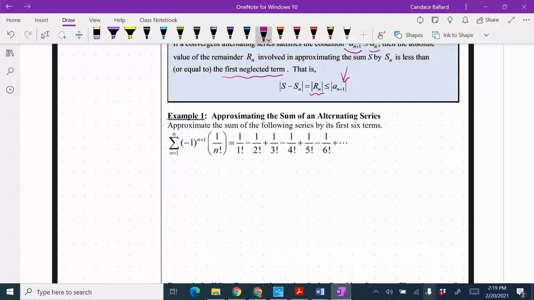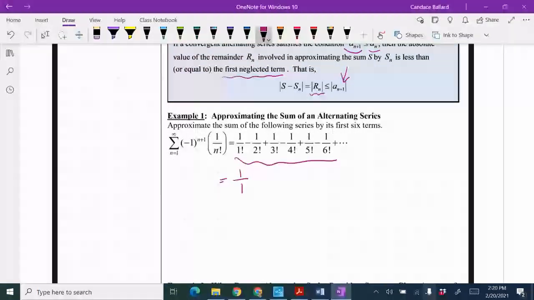Approximate the sum of the following series by its first 6 terms. They were nice enough to write the terms out for us. If not, we would have been putting in 1 and then 2 and then 3 and then 4 and then 5 and then 6. So what I'm going to do is multiply out those factorials.